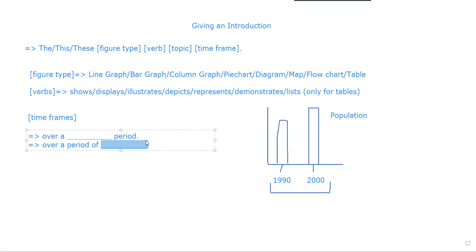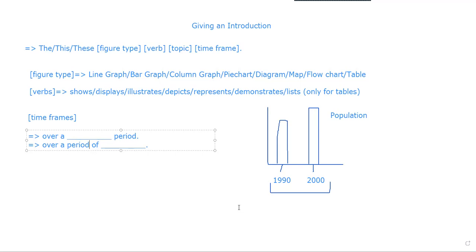If you put the duration of time before the word period, make it singular. Keep that in mind. But if you put it after the word period, make it plural. For example, over a 7-month period, over a period of 7 months. Over a 3-week period, over a period of 3 weeks. Is that clear to everyone?